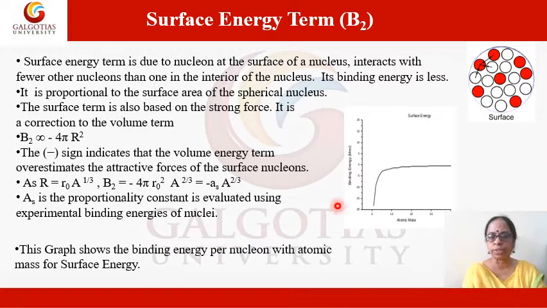Now the graph is shown over here. The binding energy per nucleon is on the y-axis, and atomic mass for surface energy is given over here. We can see how the graph varies for surface energy term.